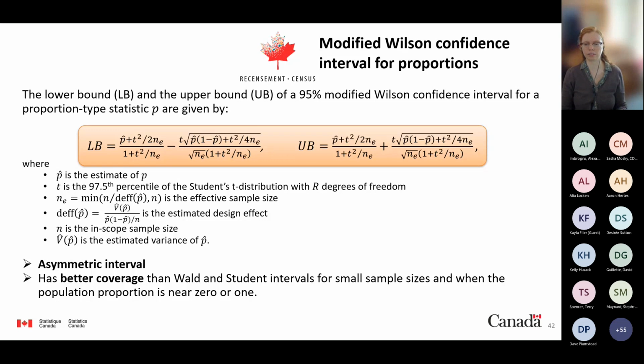So the formula on the slide is really just here for your reference if you're interested, but I'm not going to go through it because it's really the properties of the interval that are important and not so much the formulas. One important feature of this interval is that it's not symmetric around the estimate p hat, unlike the Wald and Student intervals. And I'll emphasize that a big advantage of this interval is that it has better coverage than the Wald and Student intervals for small sample sizes and when the population proportion is near 0 or near 1.